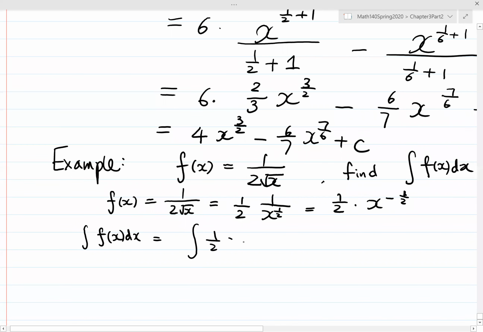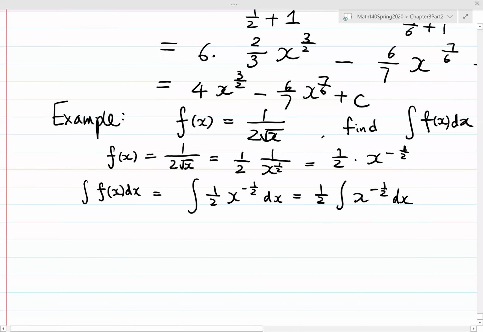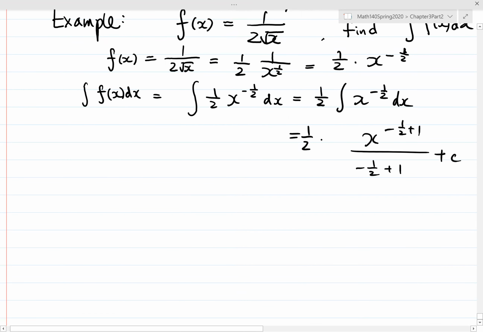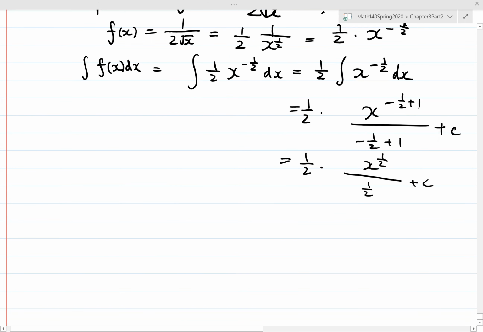Then we use the antiderivative: the integral of 1/2 x to the power negative 1/2 dx. We factor out this 1/2, then we increase the exponent by 1. Don't forget the constant 1/2. Increase the power by 1, then divide. Once we're done, we put some c. Finally, this is 1/2 times x to the power 1/2 divided by 1/2, plus c. The 1/2 cancels the 1/2, so this is actually x to the power 1/2 plus c, i.e. the square root of x plus c.